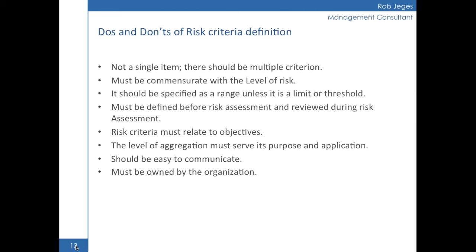The level of aggregation must serve a purpose. So if we go back to the question of the enterprise risk appetite and the specific risk appetite for projects or single risk and so on, we need to think and design that level of aggregation early in the process. And finally, it needs to be easy to communicate. We're going to do a lot of work with stakeholders, and we need to be able to articulate and communicate this very easily. And it needs to be owned by the organization. Actually, the owner is going to be the risk owner.